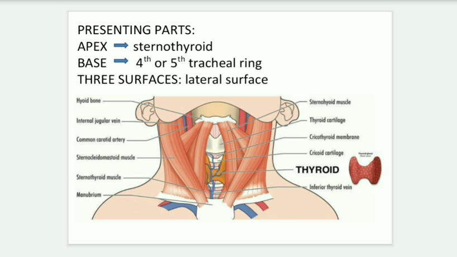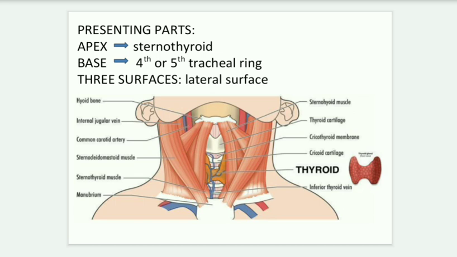It has three surfaces. At the lateral surface, it has some muscles, connecting the sternum to the hyoid bone: sternohyoid, sternothyroid, omohyoid with two bellies to the hyoid bone, and from the sternum to the mastoid, the sternocleidomastoid muscle. The lateral surface is detailed by these muscles.